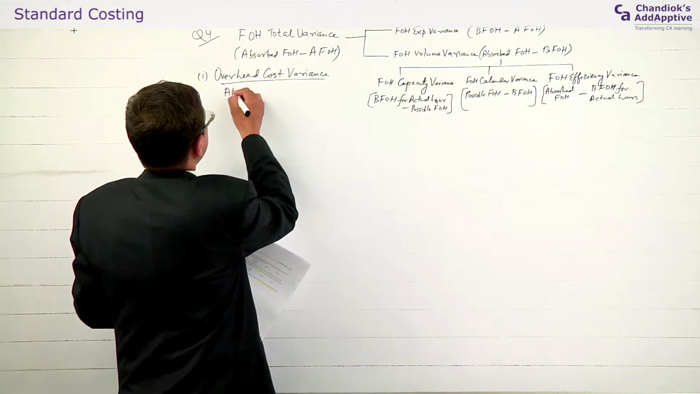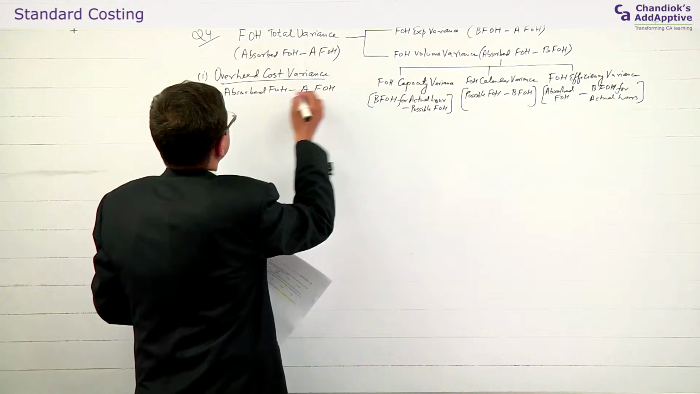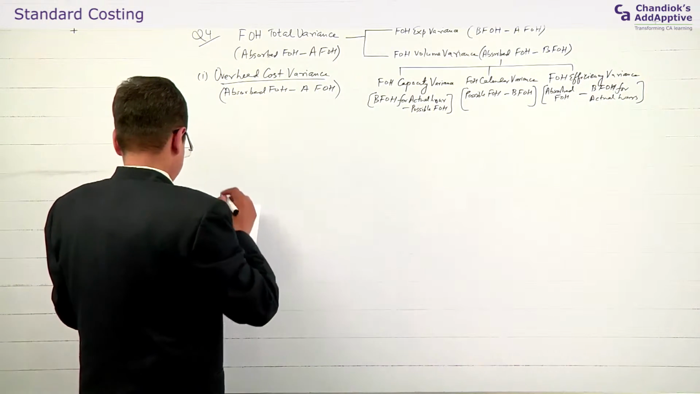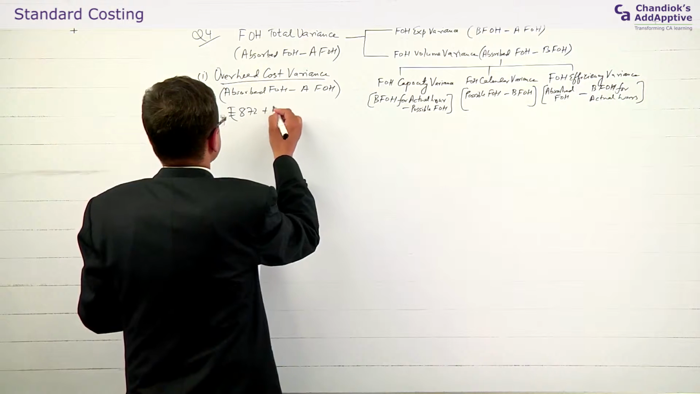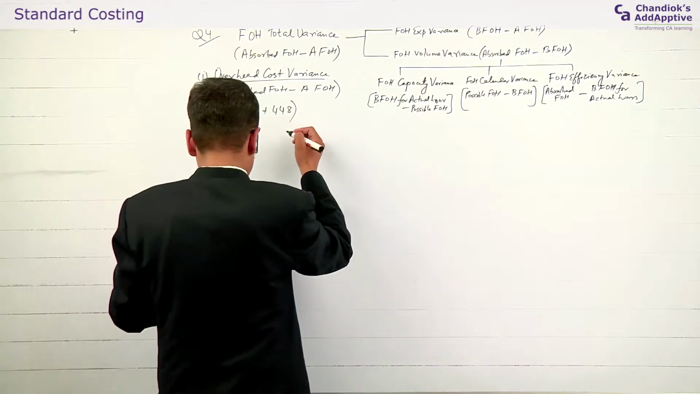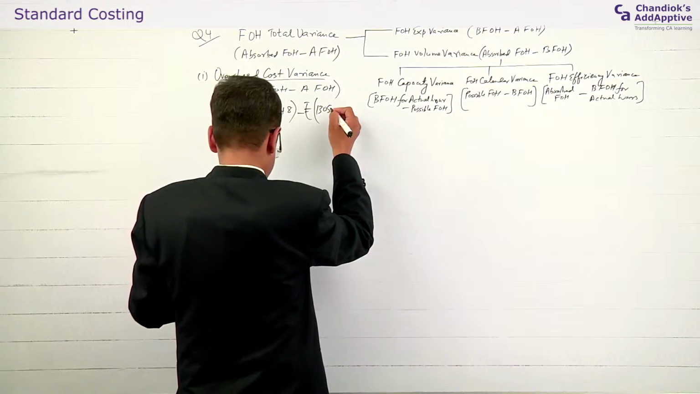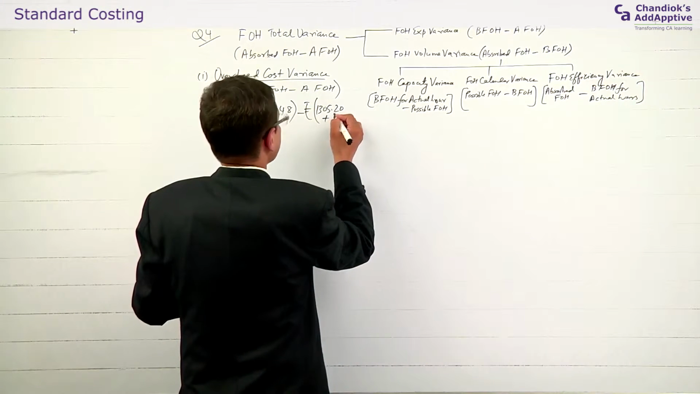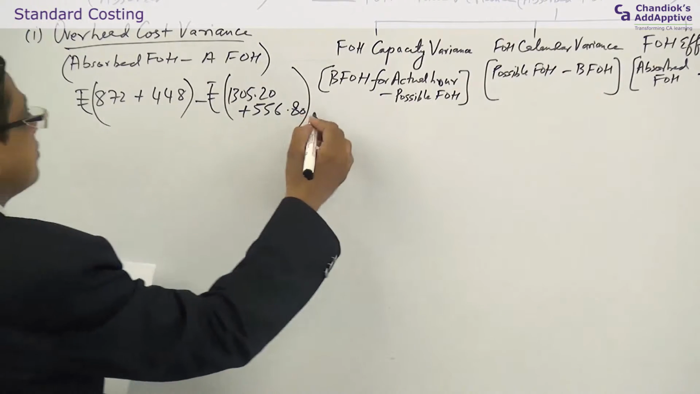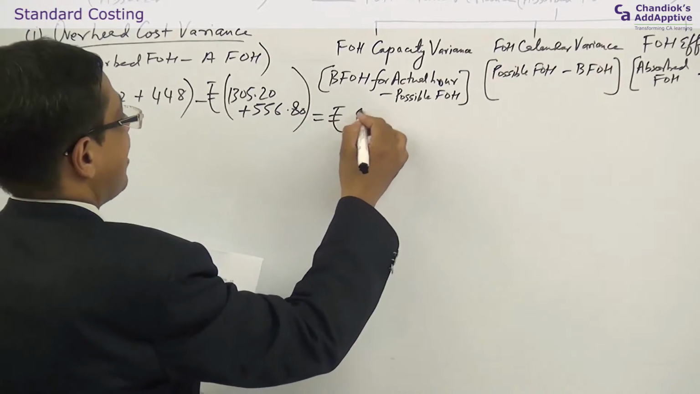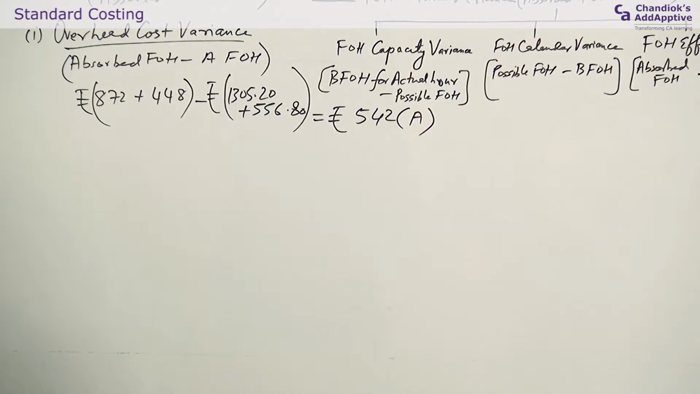This is absorbed fixed overhead minus actual fixed overhead, right? So, we put the figures given there at rupees 872 plus 448 minus rupees 1305.20 plus 556.80. So, if you solve it, you get a value of rupees 542. Is it favorable or adverse? It is adverse. So, we have done the first part of the solution.